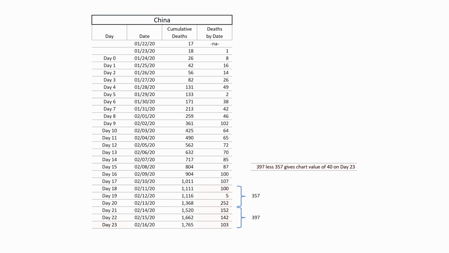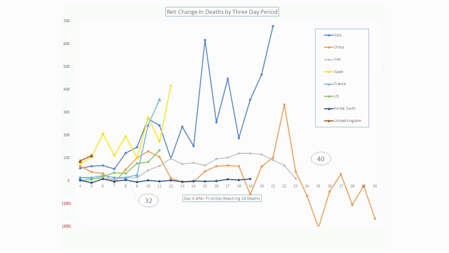Next, I want to point out why the first value on the x-axis is day 4. This is because day 4 is the first day we have 6 total days of data needed to calculate the value. For China, this consists of data from January 23rd to January 28th.